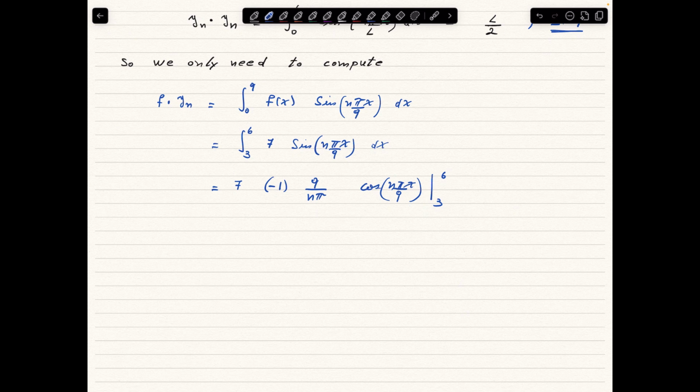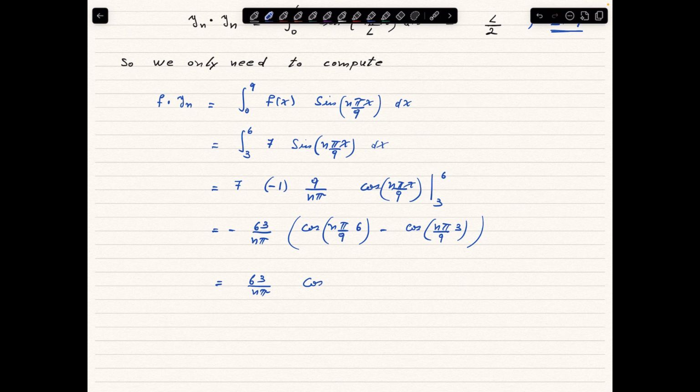So we can rewrite this as negative 63 divided by n pi, and then we need to evaluate the cosine of n pi over 9 at 6 minus the cosine of n pi over 9 at 3. Because of this negative sign, I'm going to flip the order of the terms, and then I'm going to simplify, and we get our final result, 63 over n pi.